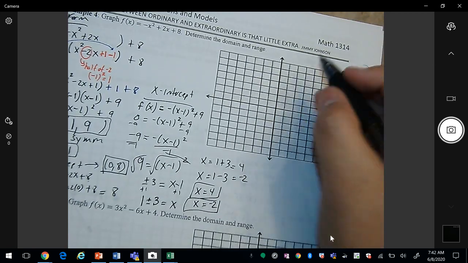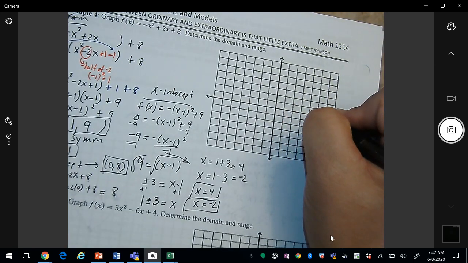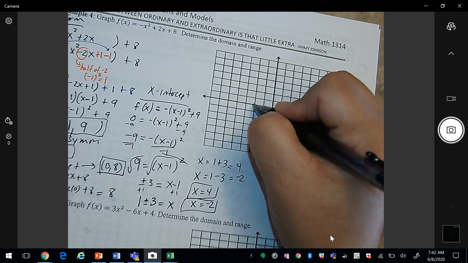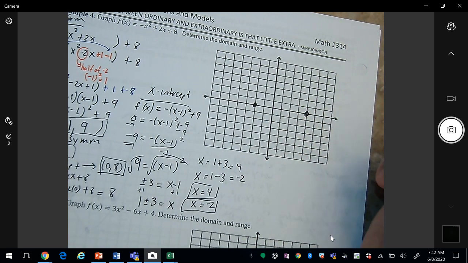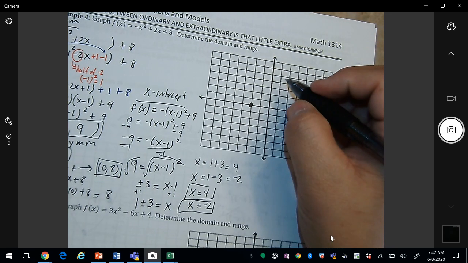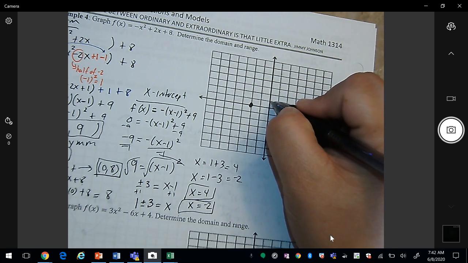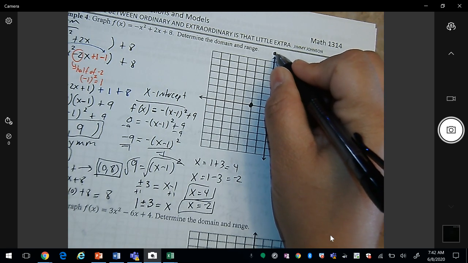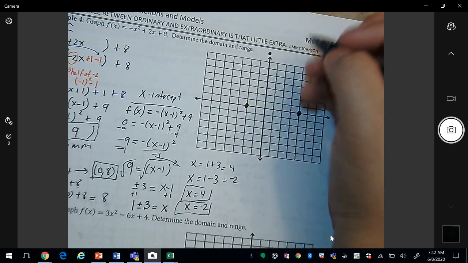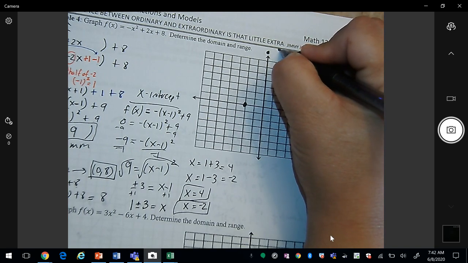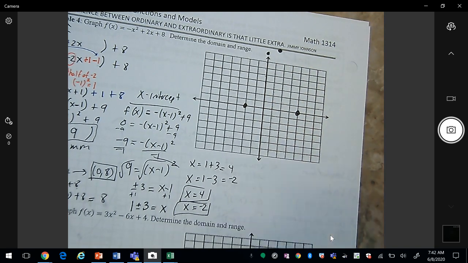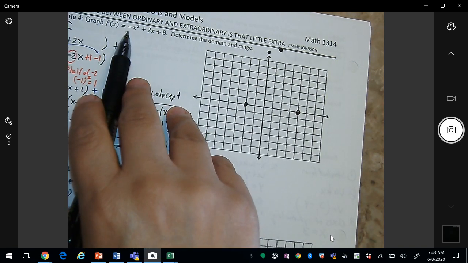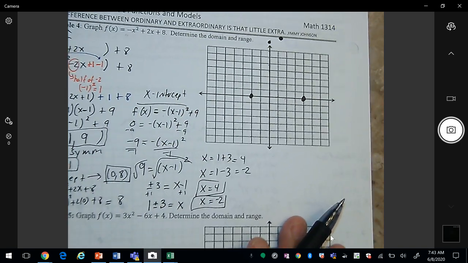Okay, we can plot this. X equals 4 and x equals negative 2. The y-intercept is at 0, 8. Yeah, 0, 8. So up here. And the vertex is at 1 and 9. So a little bit further out. Notice that we have a negative in front of the x squared. So that means that this should open down.